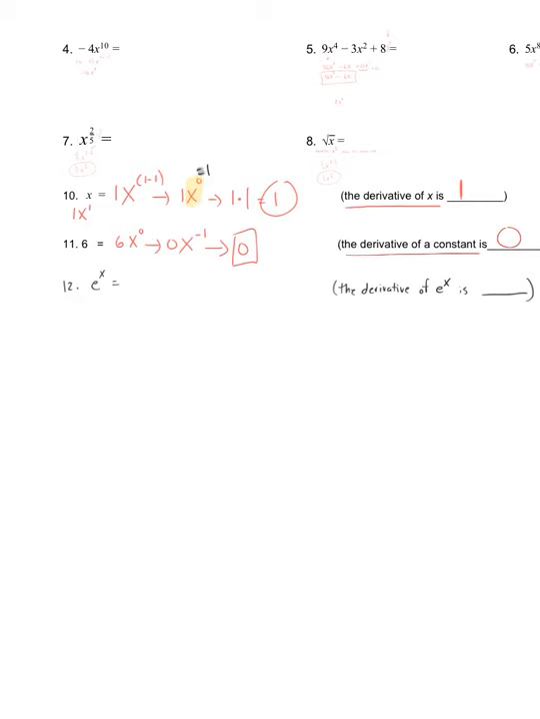And finally, number 12, the derivative of e to the x. Guess what? It is the only function that is its own derivative. The derivative of e to the x is itself. All right? The derivative of e to the x is e to the x. And we will go over that more thoroughly at a later time.